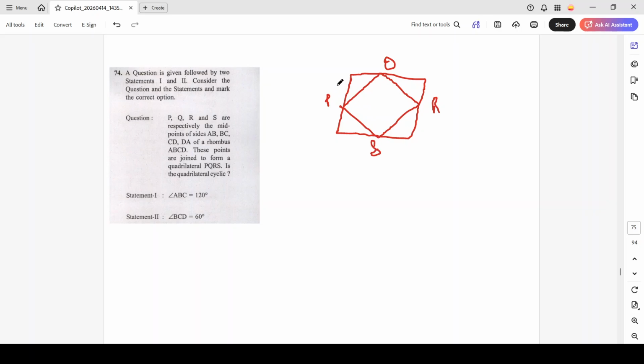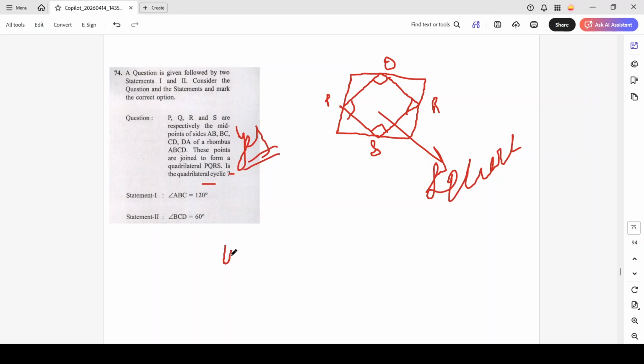So what we know is, if there is a rhombus and inside it we join the midpoints of the sides of the rhombus and make a quadrilateral, then this quadrilateral is what? Square. Okay, and in a square all angles are 90 degrees, and a square in itself is a cyclic quadrilateral, so we can find the answer without even using the statement. This is asking, is the quadrilateral cyclic? Yes, without using the statement we can just answer this question.